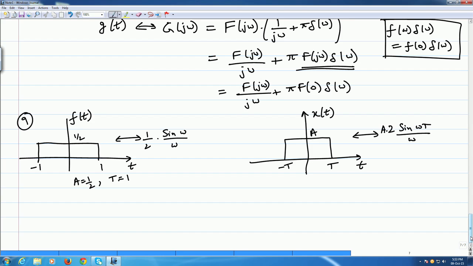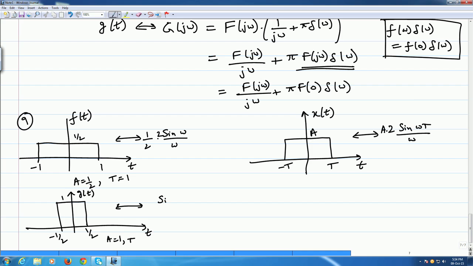Likewise, you also have g of t. g of t is given to be 1 from minus half to half. So, this will transform to, sorry, I missed the 2. Here a is 1 and T is half. So, this will transform to 1 times 2 sin omega times half divided by omega. So, this is 2 sin omega by 2 by omega.